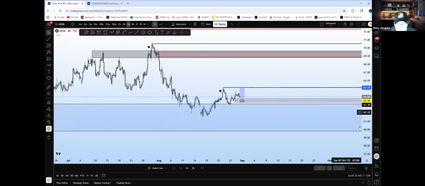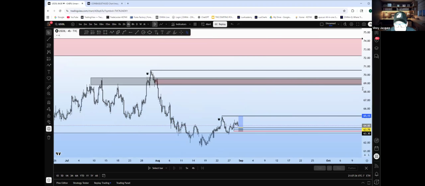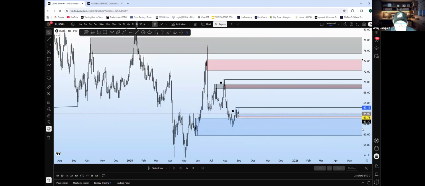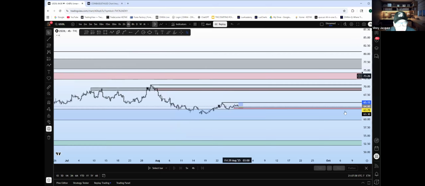I do like the structure that it's at, but I definitely would like to see if we can come up to like 69 and get some type of sales. Oh yeah, look at that. That's nasty. It takes time. US oil takes time, but it does respect zones. I will be honest, right? It will respect zones.